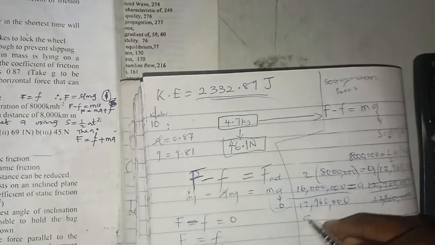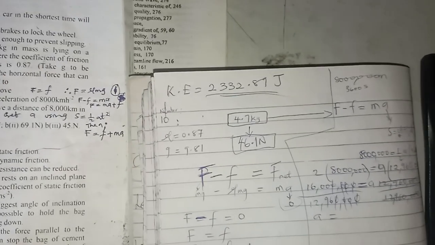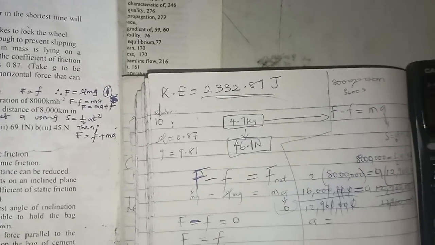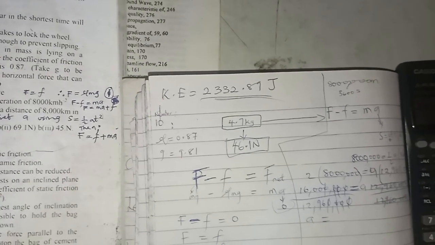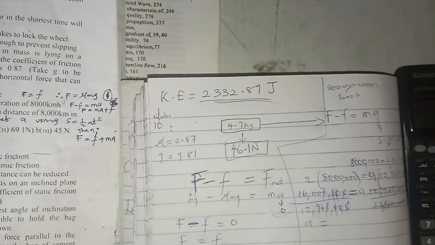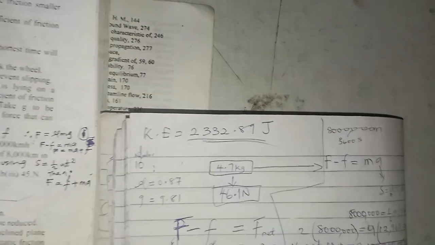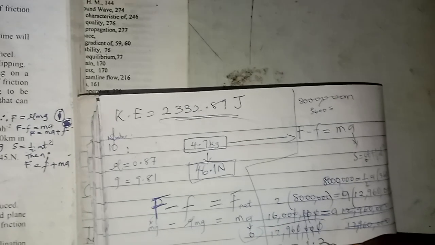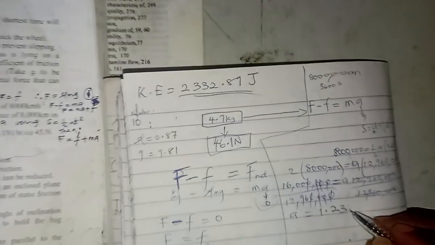So a is equals to this, and this gets out. So I now have 1600 divided by 1296. So I have a to be equals to 1.23 meter per second squared. So let's go and substitute it.